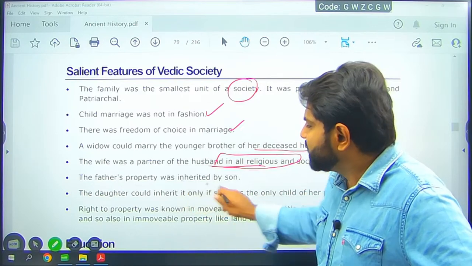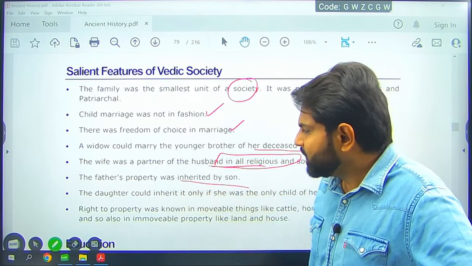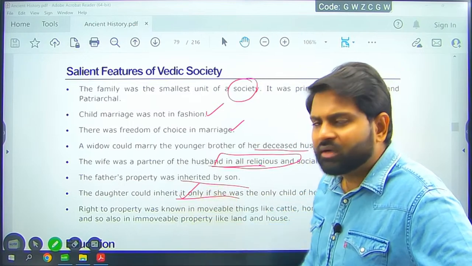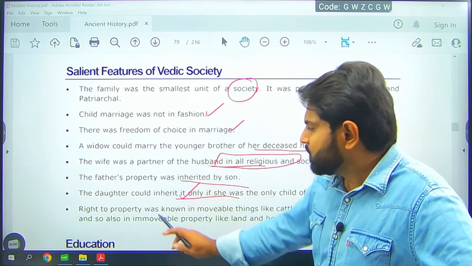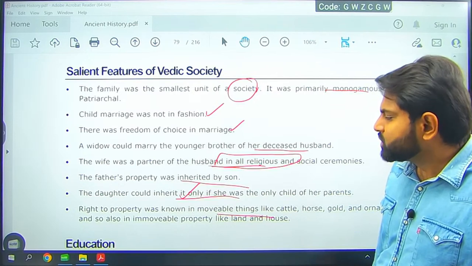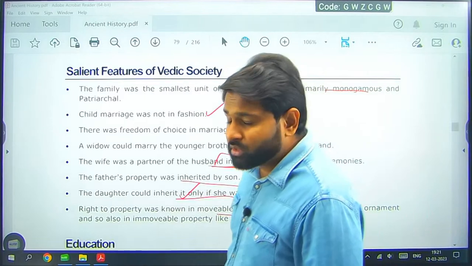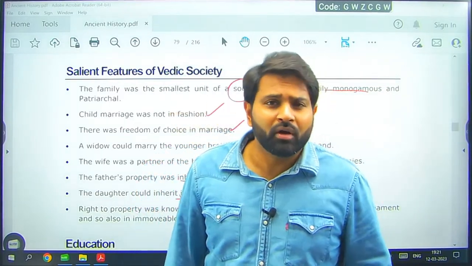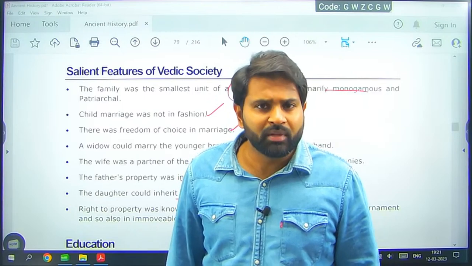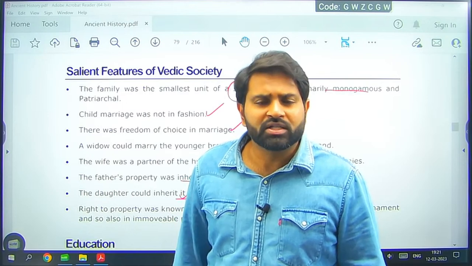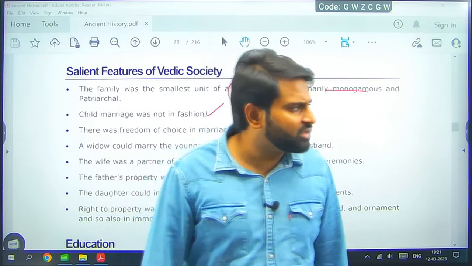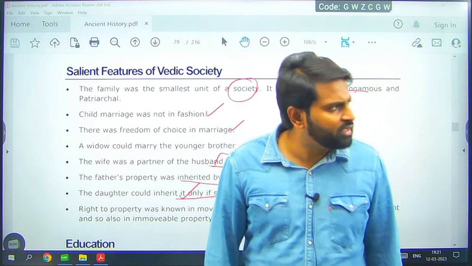The father's property was inherited by the son. This is where we call it patriarchy. The daughter could inherit it only if she was the only child, which means a daughter also can inherit, but she should be the only child. The right to property was known in movable things like cattle, horse, gold and ornaments, and also immovable properties such as land and house. If you go to the Stone Age, what assets are you talking about? When you came back to a settled form of life, you are talking about houses, domesticated animals, agriculture, grains, the coins which you minted, the seals you minted, the beads. All these became material wealth. So people started creating that material wealth.